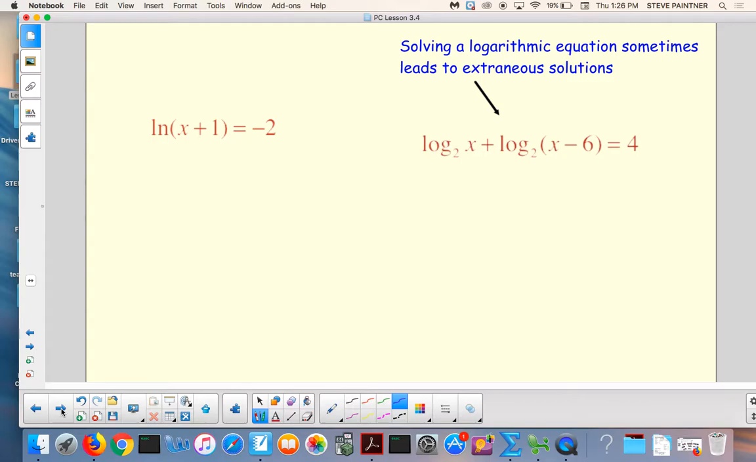Okay. Have you figured out what you're taking the natural log of? X plus 1. So is it isolated? Yes. Hey guys, there's nothing to do. When I say isolate, you're done on this one. This one, you already know. You're taking the natural log of x plus 1.